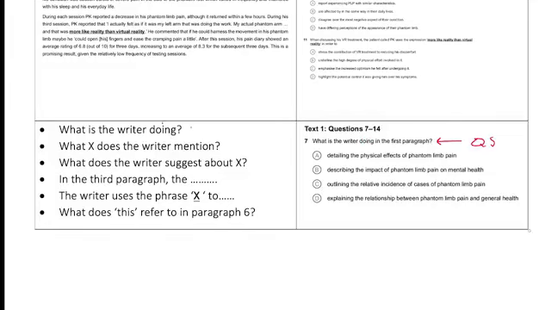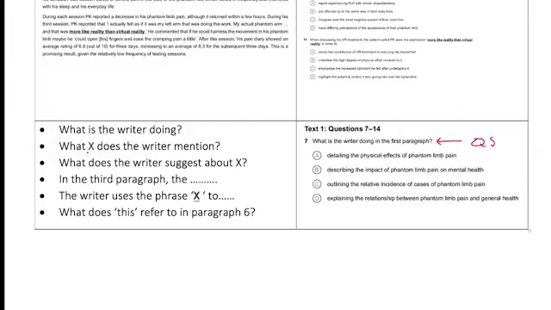Now, have a look at these different ones over here. This one here: what is the writer doing? This is generally looking at a whole paragraph and asking, what's the point of that paragraph? What's the purpose of that paragraph? So what you have to do is combine all the different things that you've read inside that paragraph and come up with the gist of that paragraph.